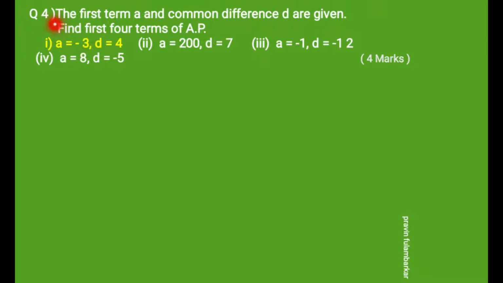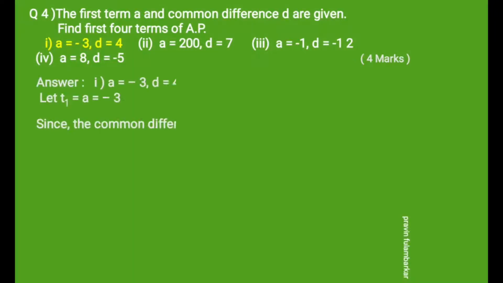Now see main question 4. The first term A and common difference D are given. Find the first 4 terms of arithmetic progression. So in this question first term and common difference is given. So we have to find the first 4 terms of arithmetic progression. So see first sub question.